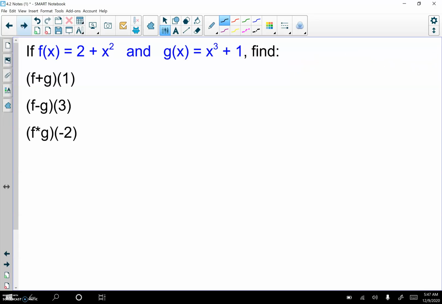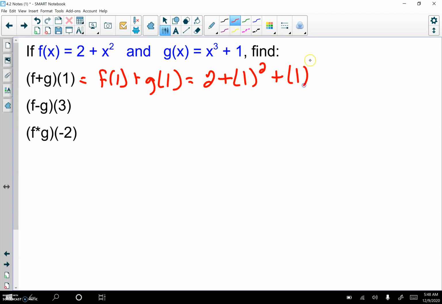I'm going to skip this one for the video and go to this one right here. This one you're doing the same thing, except now they are telling you to plug in a 1 for x. So this is f of 1 plus g of 1, which is 2 plus 1 squared plus 1 cubed plus 1, which ends up being 2 plus 1 plus 1 plus 1, which is 5.